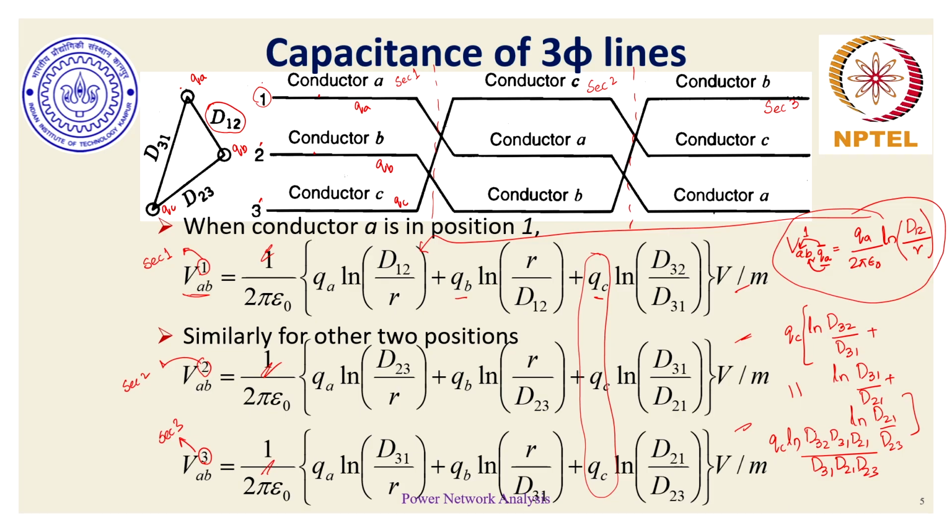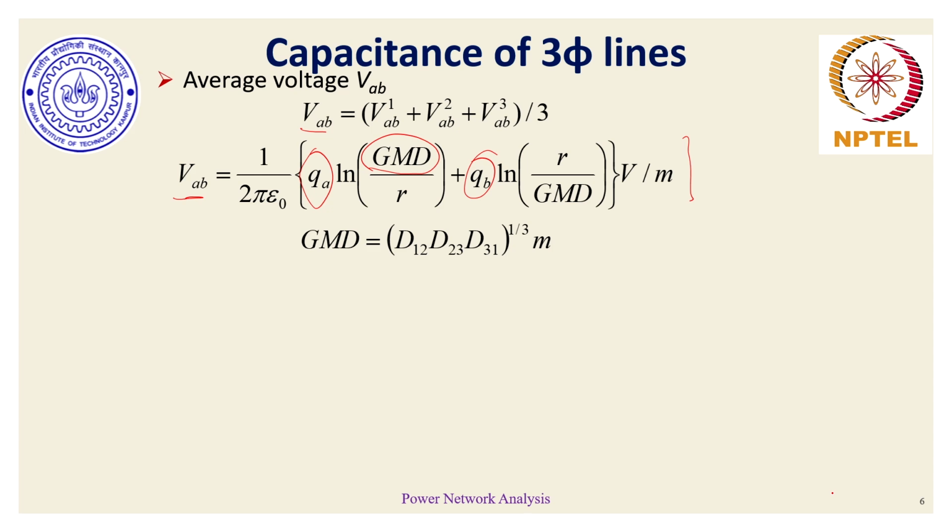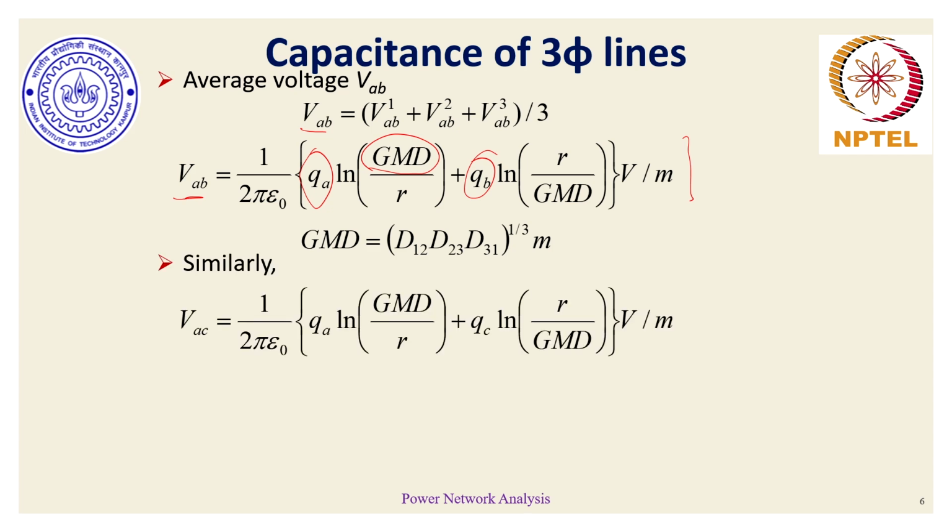D23 is the same as D32, so it gets nullified. D31 is the same, D21 is the same. So essentially we are left with QC times the natural log of 1. The natural log of 1 is always equal to 0. That's how this term gets nullified and we have only QA and QB terms. Similarly, if one wants to find VAC, we would have similar terms with respect to QA and QC. QB terms would all get nullified.